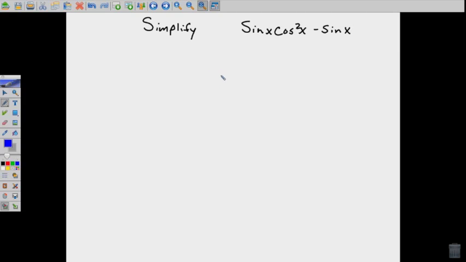So the first way that I want to look at it is by factoring a little bit. I have two different terms here. This might look really complex and really complicated, but I have two terms, each involving the sine of x. Now, if I were to take out the sine of x from both terms, what I'm left with is cosine squared of x minus 1. So now, all I've done is factor out sine of x.